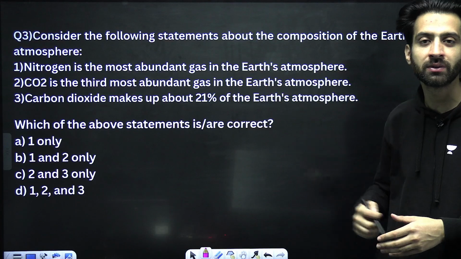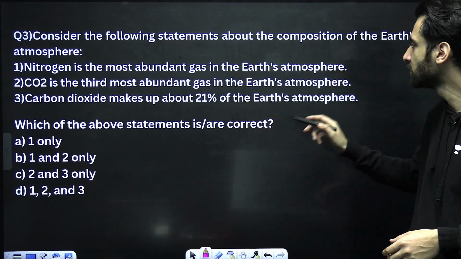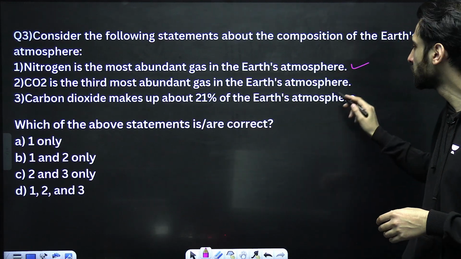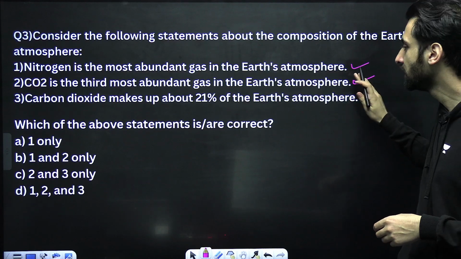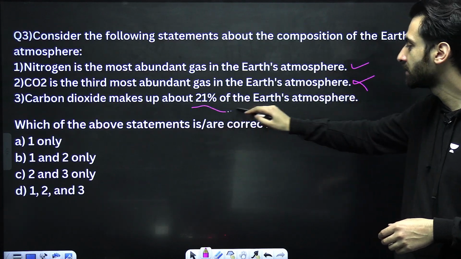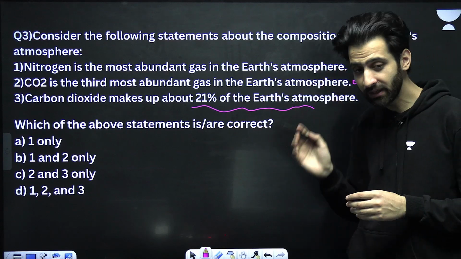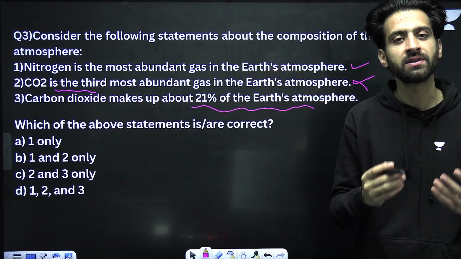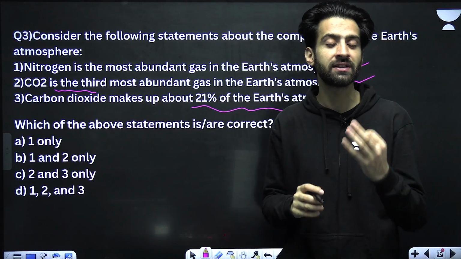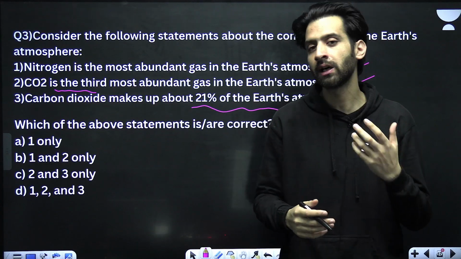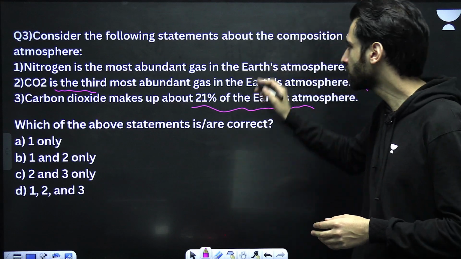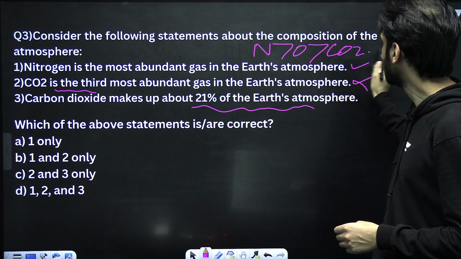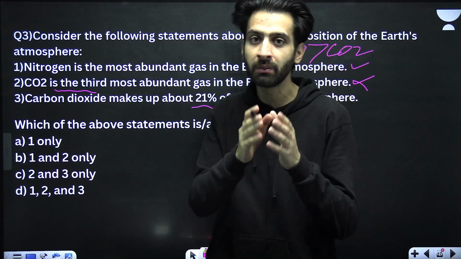That is about the composition of the atmosphere. Nitrogen is the most abundant gas in the atmosphere. Correct. CO2 is the third most abundant gas in the atmosphere, and carbon dioxide makes up 21% of the Earth's atmosphere. This is a very important thing. Most students might get confused here because most of us know only 3 gases, as we have talked about: nitrogen, oxygen, and carbon dioxide. So we'll say, okay, nitrogen is highest, then oxygen, and finally carbon dioxide. But this is not the case. This is where you can make a mistake.